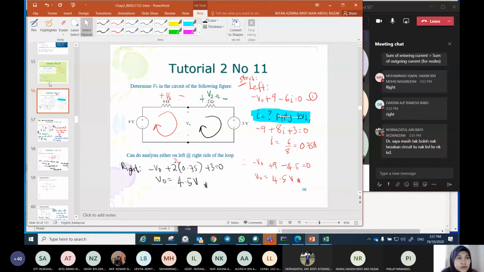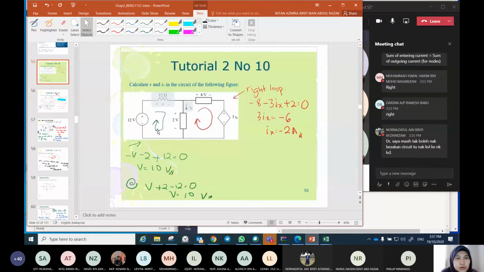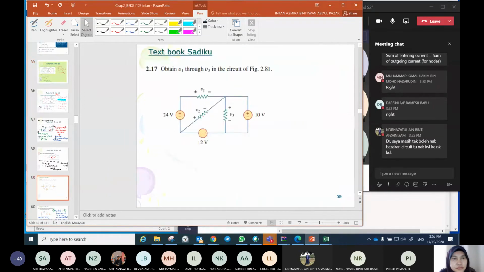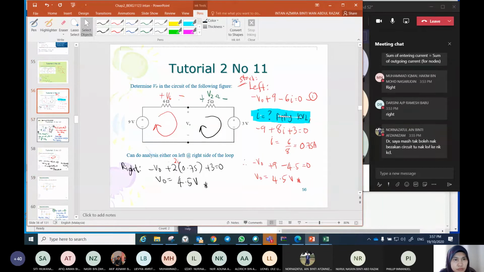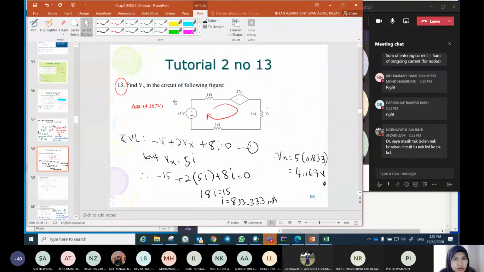For more than one loop, for basic calculation, maybe you can use KVL or KCL. So it depends on the need of the question. Okay, this is a single loop, right? And the question asks you to find Vx, so definitely you will use KVL.